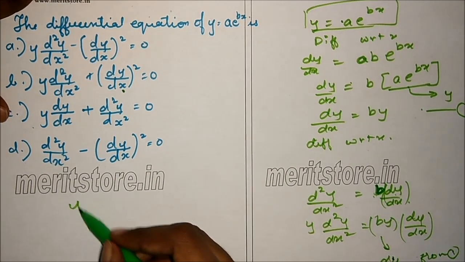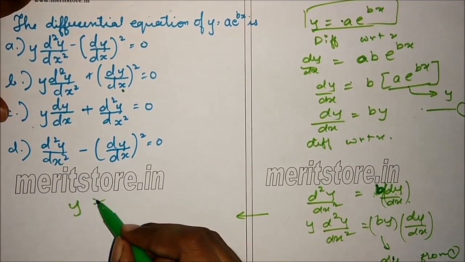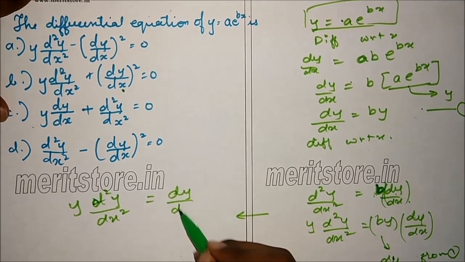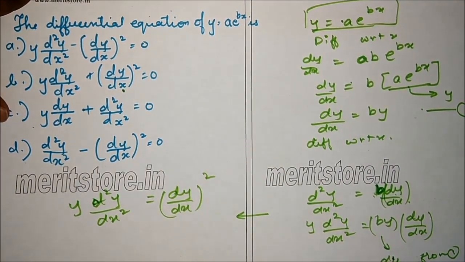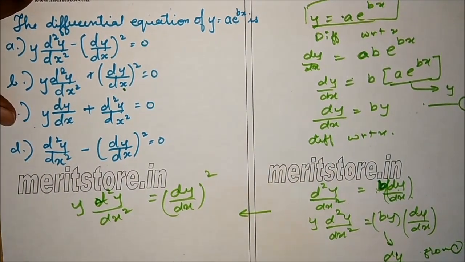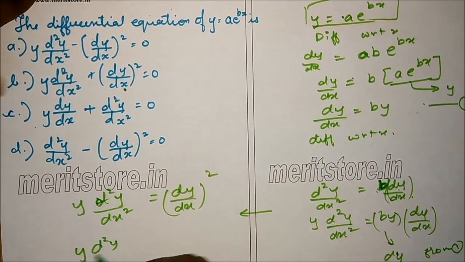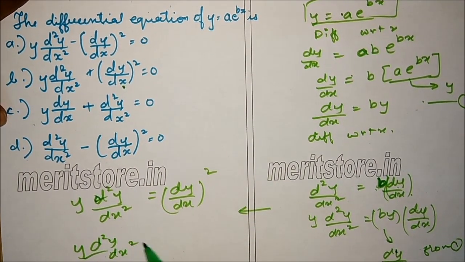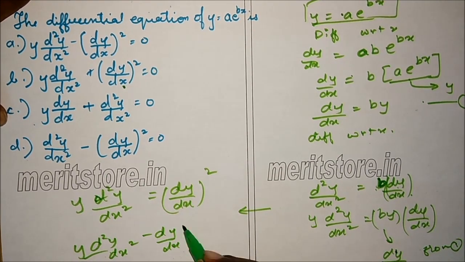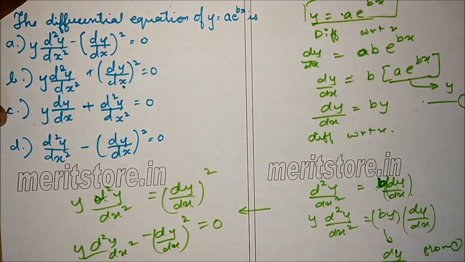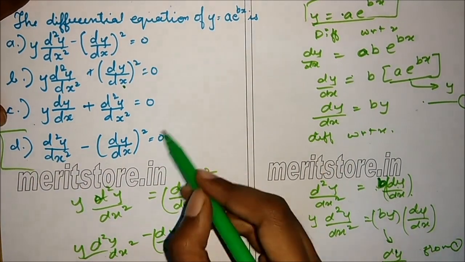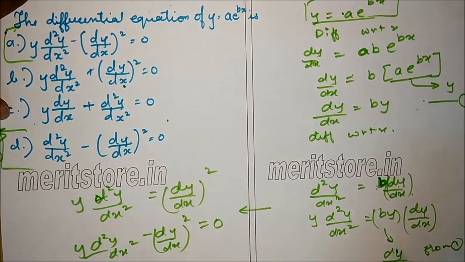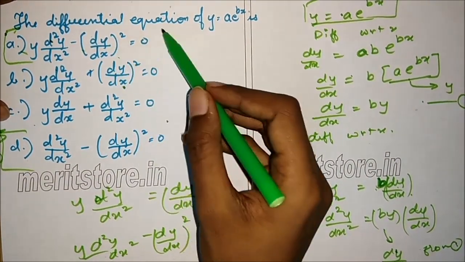So this will be y into d2y by dx square, and this will be dy by dx the whole square. So shifting the terms, we get y d2y by dx square minus dy by dx the whole square is equal to 0, which is option A. Y d2y by dx square minus dy by dx the whole square equals 0.